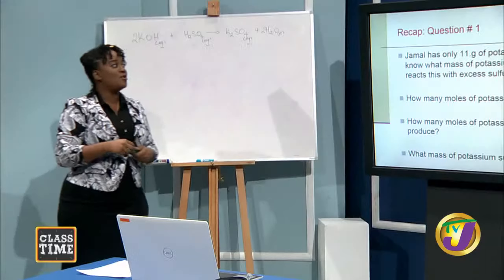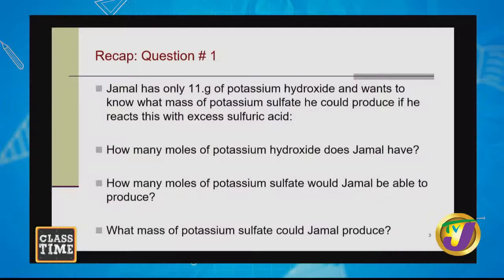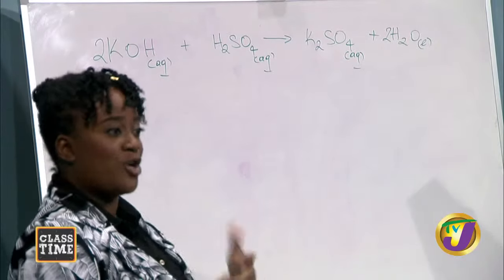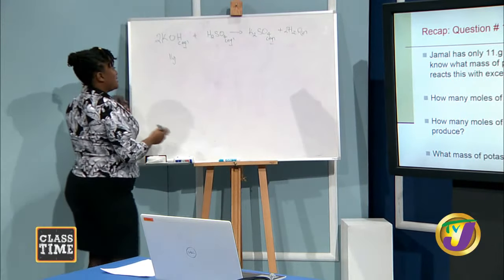It says, how many moles of potassium hydroxide does Jamal have? So here we're given 11 grams of potassium hydroxide. So how many moles? How do we get moles from grams? We need to calculate molar mass.